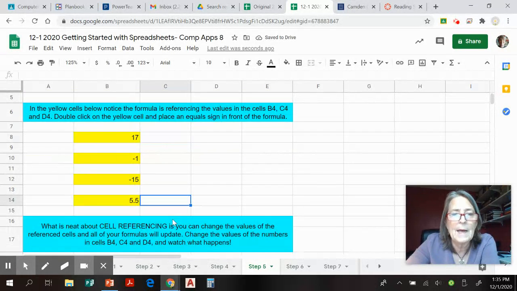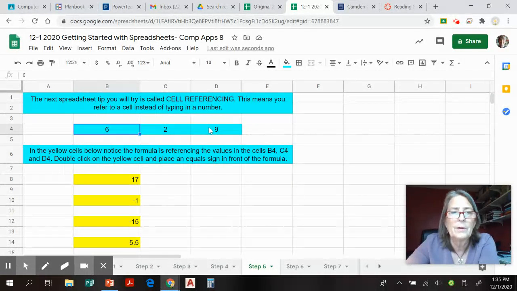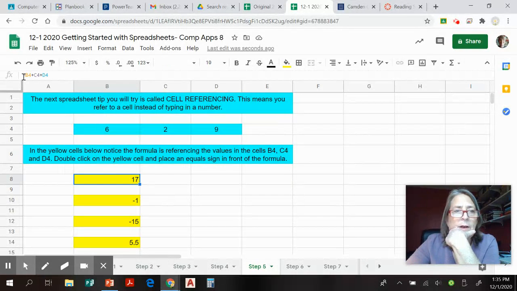Now, what happens if we change these numbers? What if I change this to a 10? If you remember, it was B4 plus C4 plus D4, right? That's how we got 17. But if I change this to a 10, this formula is saying equal whatever is in here. So watch what happens when I change this to a 10. If it was 10 plus 2, that would be 12, plus 9 would be 21.